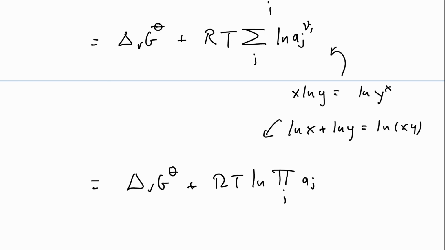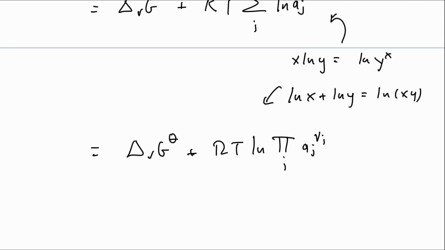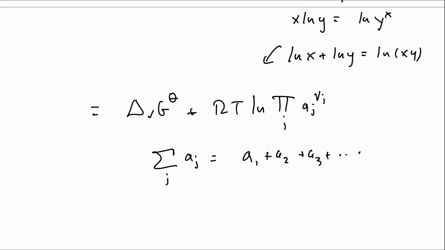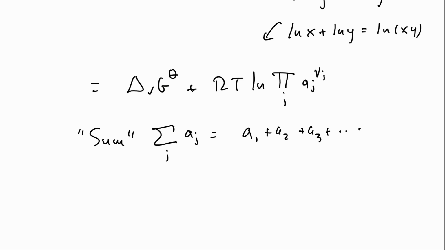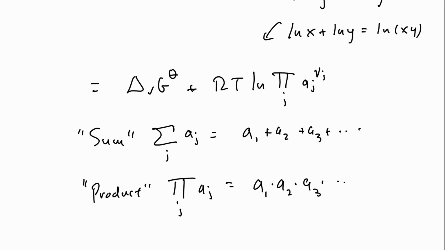And have you seen that capital pi thing used before? You know, like sigma sub j, a sub j is a1 plus a2 plus a3 plus dot dot dot, right? This is the sum. Some mathematician invented this notation. I can't remember who. I probably never knew who. But you guys have had to put up with that for years. But they didn't stop there. They came up with this notation, which is a1 times a2 times a3 times dot dot dot.